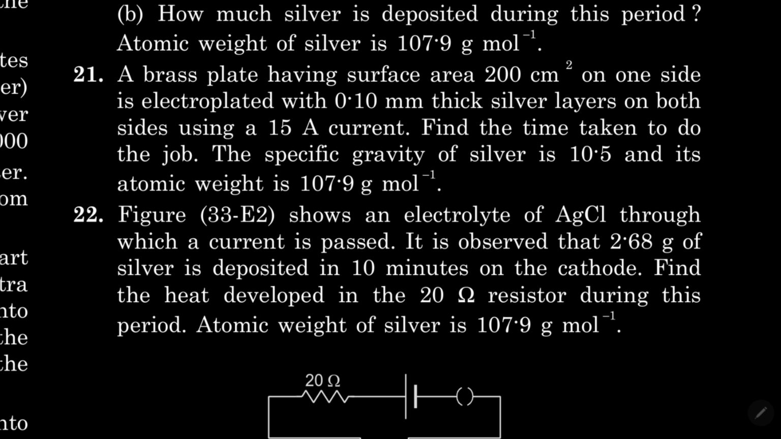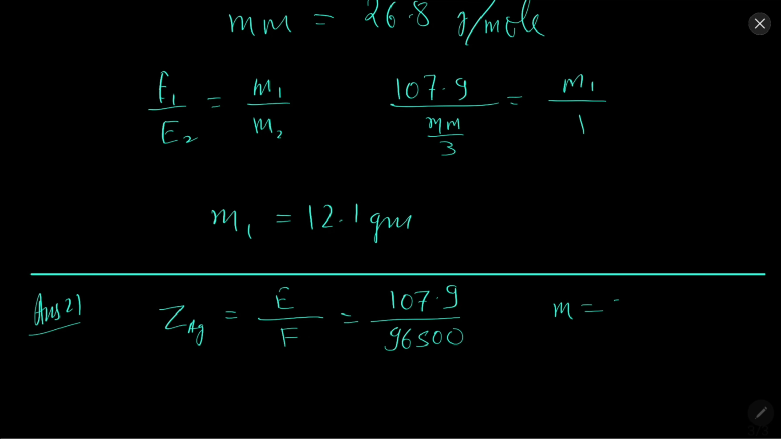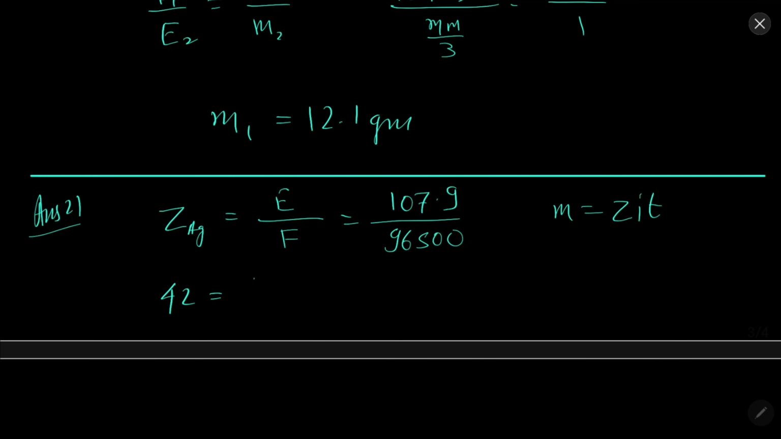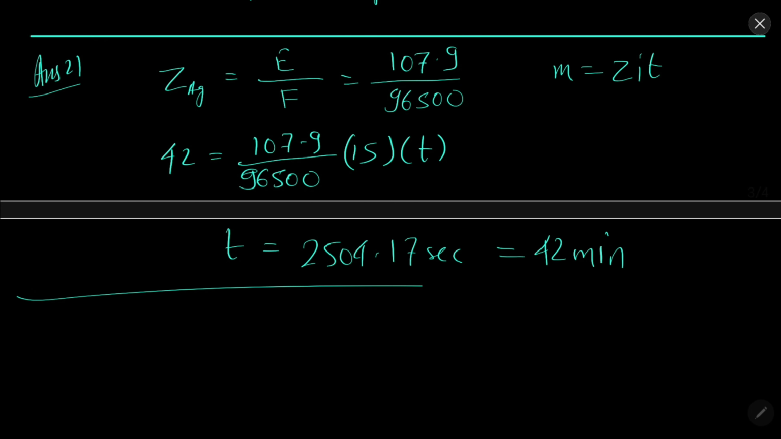In 21, find the time taken to do the job in this situation. Solution 21. So Z equal to E by F, 107.9 over 96500. M is ZIT. So 42 equal to 107.9 over 96500 into 15 into T. So from here T will come out to be 42504.17 second, and in minutes around 42 minutes approx.